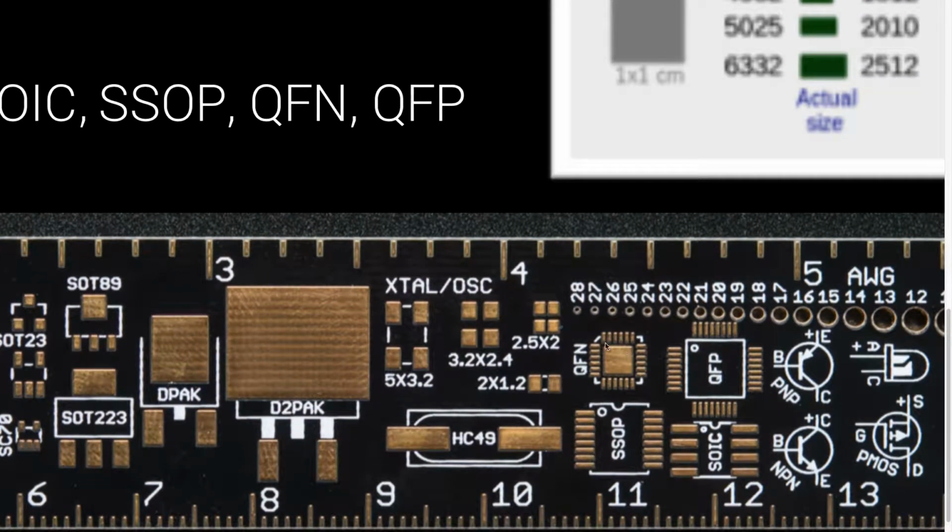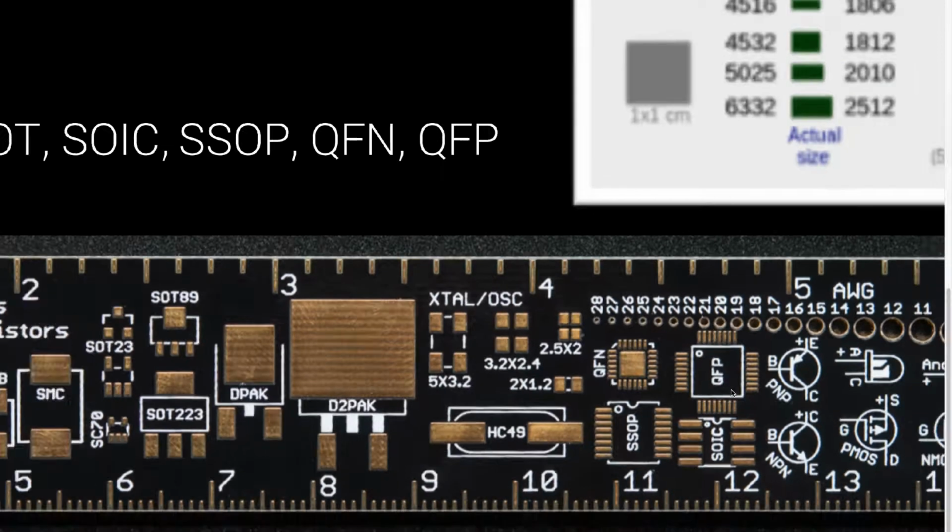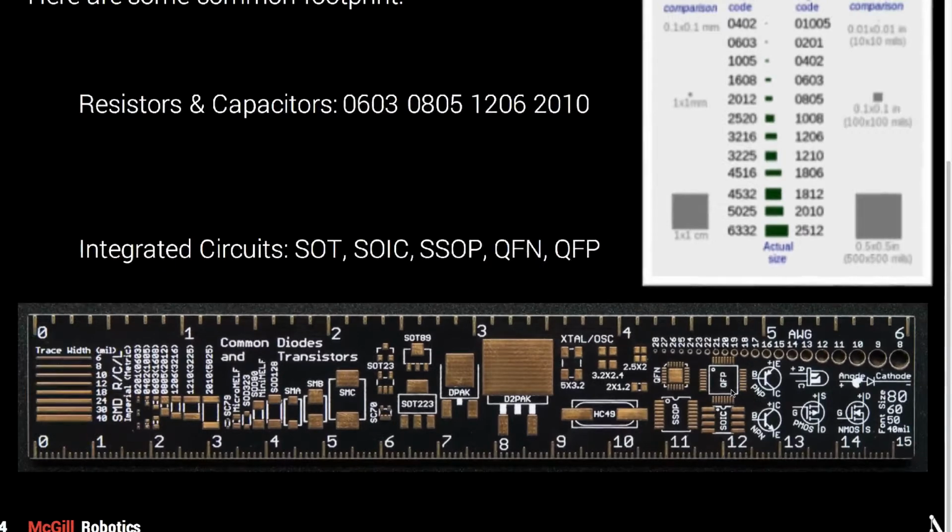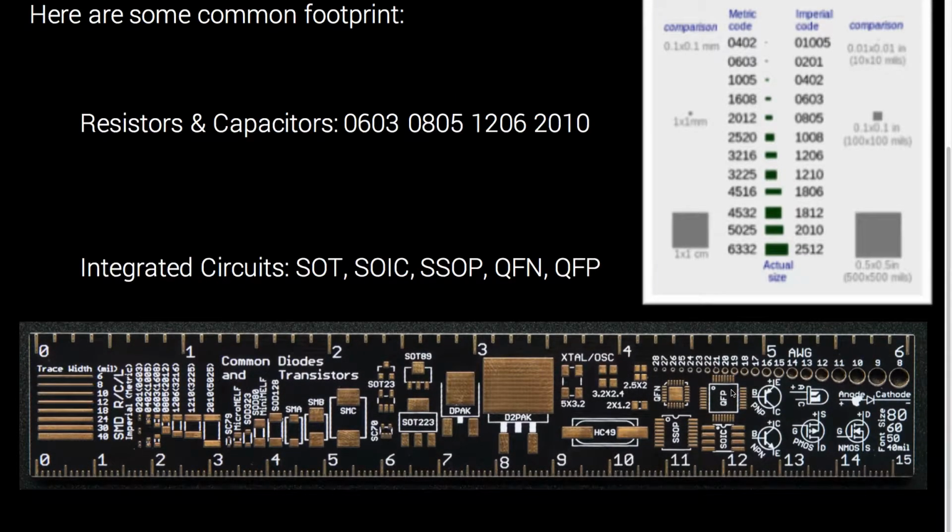QFN is more complicated, so it has no lead on the side, and you have a small pin you can solder to. And QFP is very similar to SOP, except that you have pins on the outside of the chip. So they're just different form factors. If you take some time to look into this PCB ruler, which tells you all the common footprints, you'll have a better understanding of all the common component sizes we use.